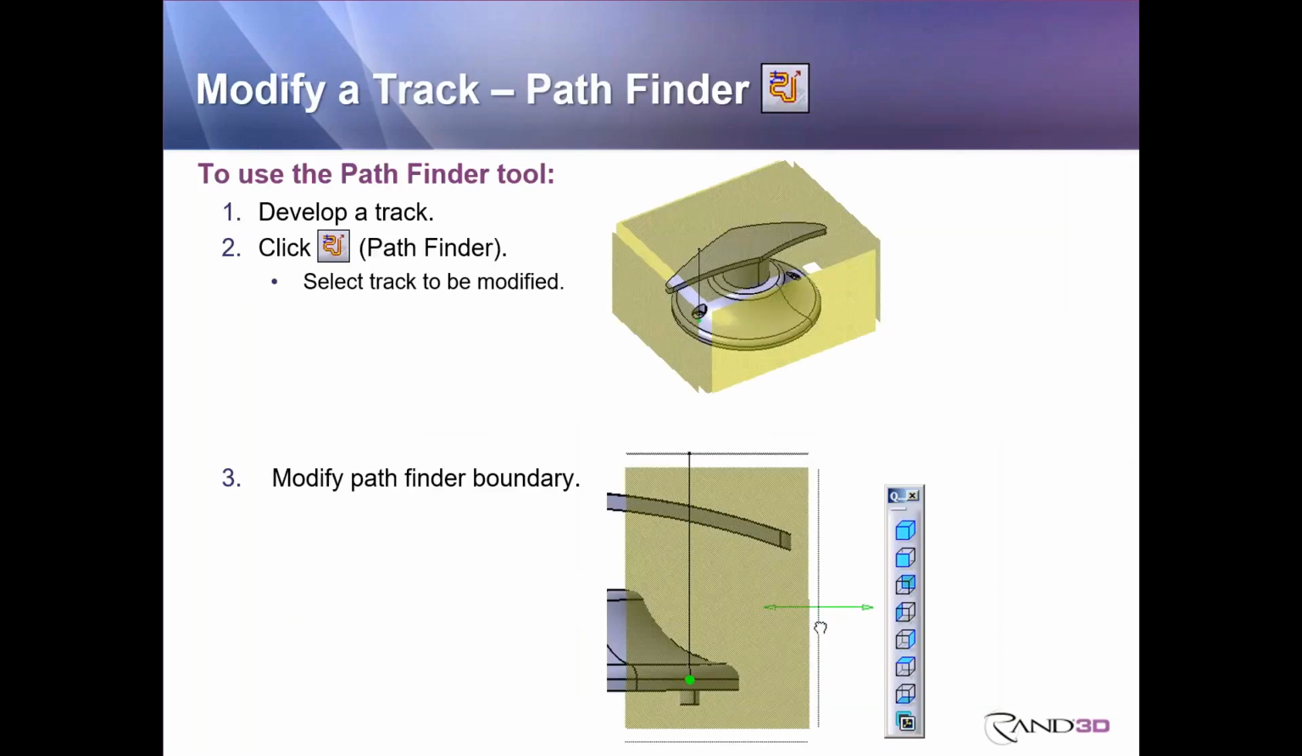So let's step through the process of filling out this Path Finder. Step number one, simply develop a track. Again, it needs a start and an end location. You can put a couple other points in the middle, but the important thing is you have to have the start and the end location, and that's it. Step number two, hit the button and select the track to be modified.